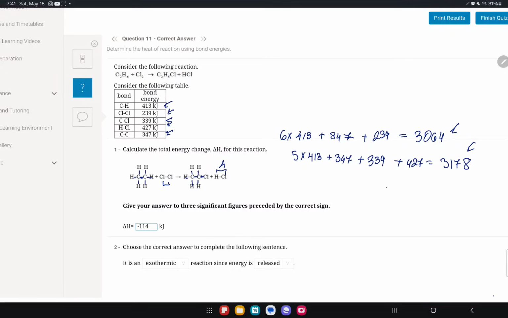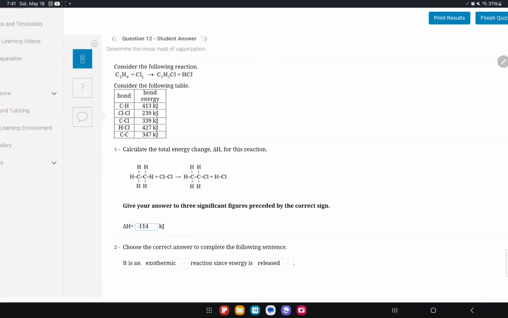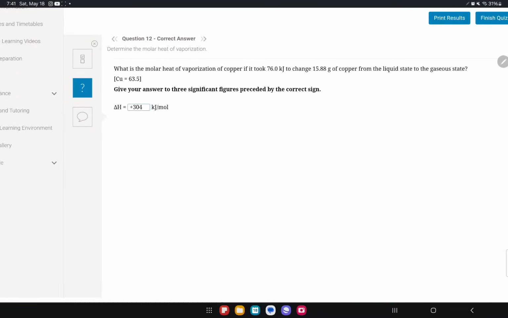And then if you subtract these two, the initial minus the final, I get minus 114. Yeah, like the answer. It is exothermic. Why? Because the sign is negative, right? And meaning if the sign is negative, energy is released. If it's exo, it's not absorbed. Question 12. I think there's 13 questions.